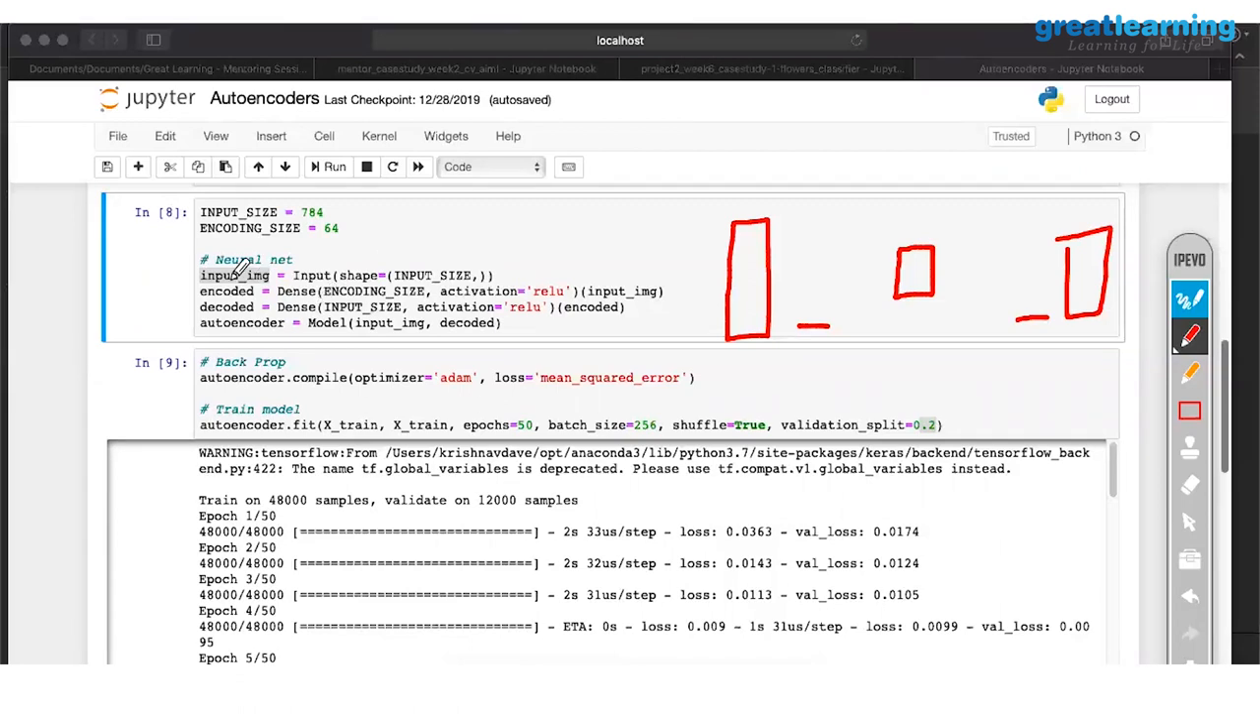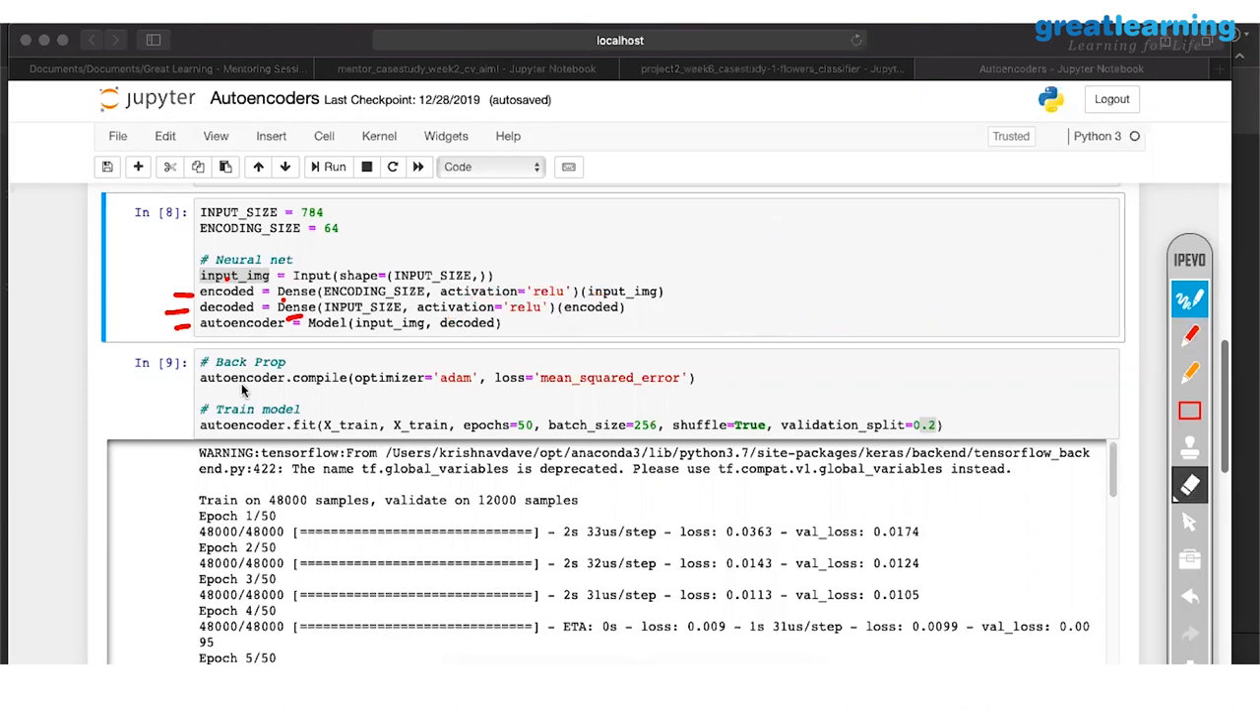So this is my input. This is my encoding layers. This is my decoding layers. And this is my autoencoder layer. If you observe here, I'm not writing multiple layers. I'm just writing normal dense layers here. And other things I think are self-explanatory to you guys. So this is another alternate way of creating a Keras dense model. Four lines, enough. After that, we call our backprop and fit the model.